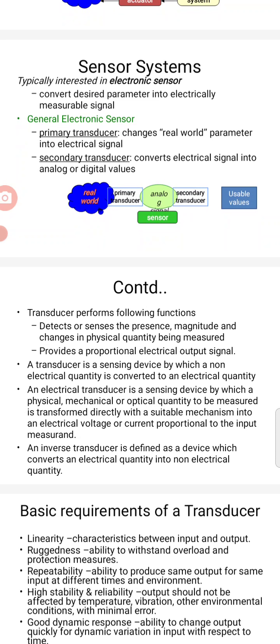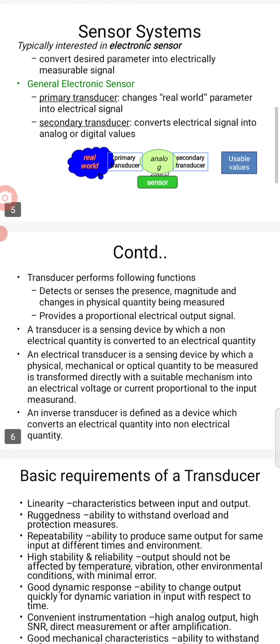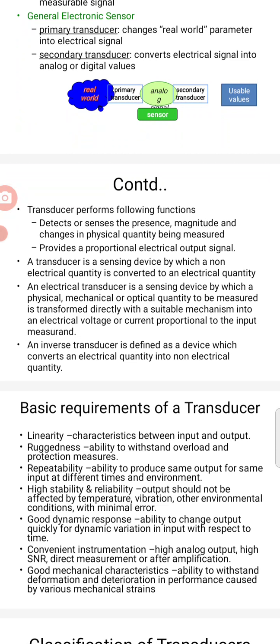So an electrical transducer can also be defined as a sensing device which converts the physical, mechanical, or optical quantity to the electrical quantity. The inverse transducer is defined as a device which converts an electrical quantity to a non-electrical quantity. So these are the definitions or the explanation for the transducer.